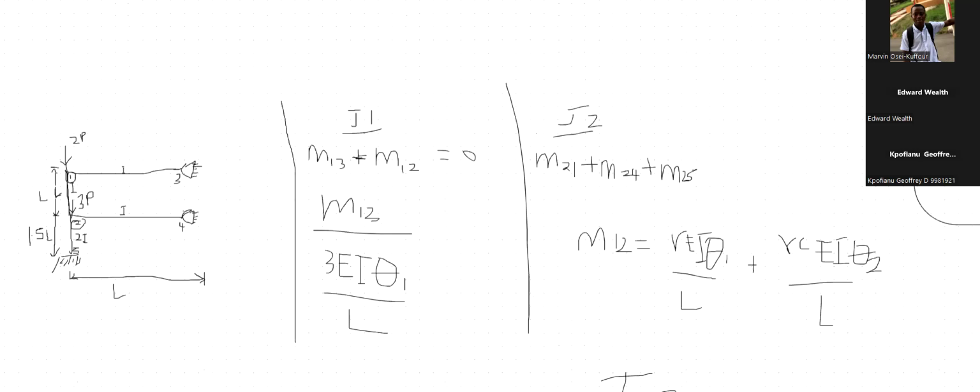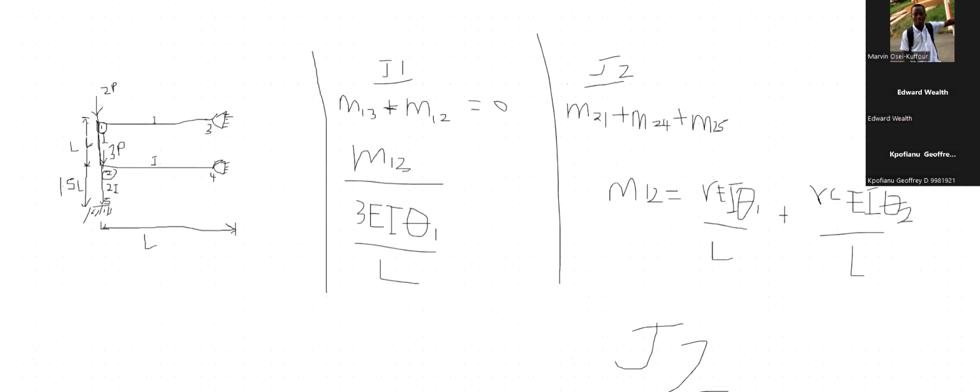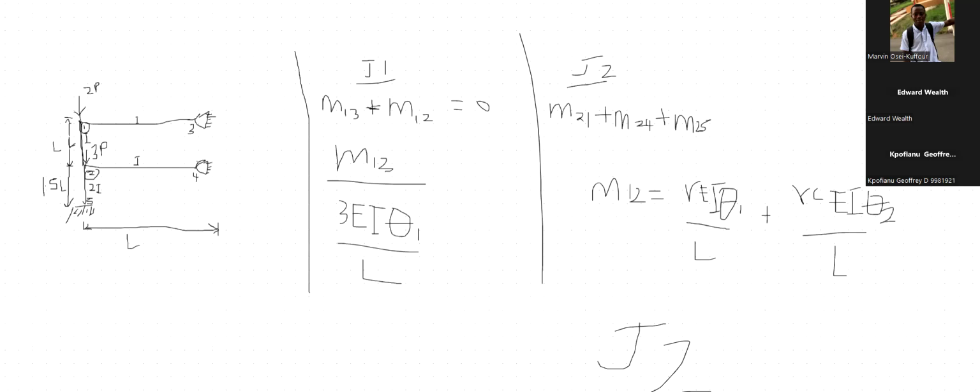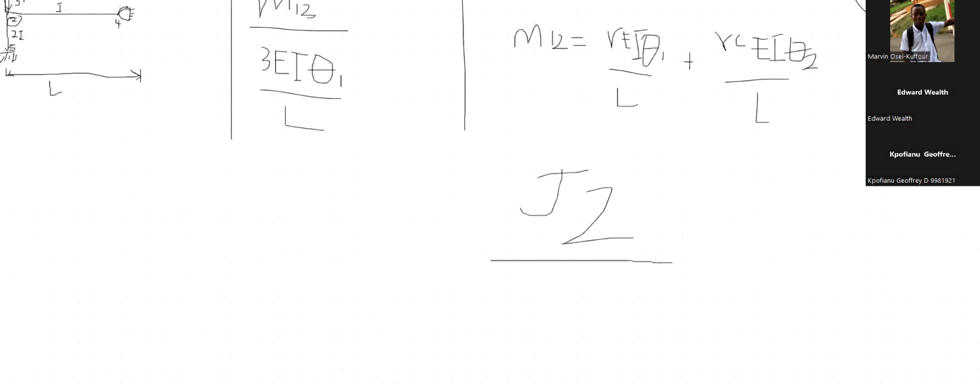2-1 is here. Have you seen it? Yes, sir. There is a load 2P passing through 2-1, and the far end is fixed. So it will be like the R and RC.